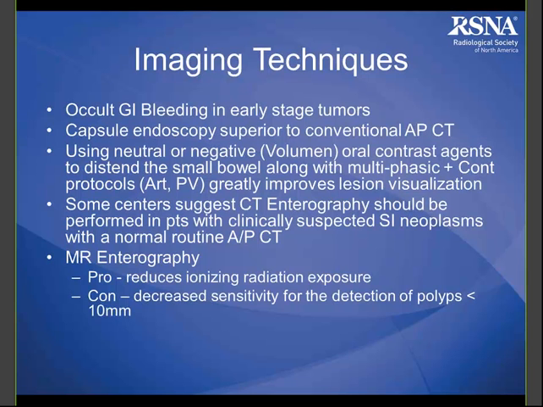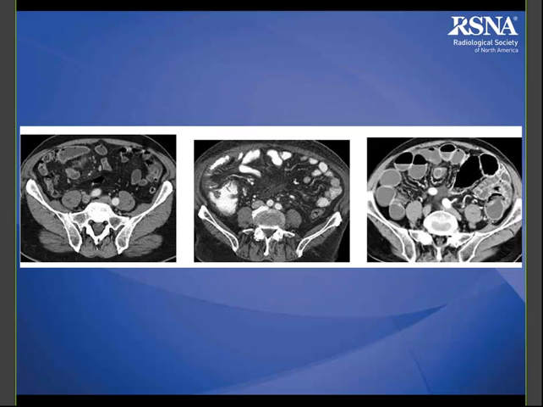And like I said, MR enterography pros: it reduces ionizing radiation. And the cons: decreased sensitivity for the detection of polyps less than 10 millimeters. So here's just a quick example, and maybe all of you are pretty familiar with this. This is normal with water or even no oral enteric contrast. Not the greatest bowel distension here. With the positive oral contrast, a bit better bowel distension, but we can't really discern a lot of pathology in the bowel wall itself. It's just a bit tougher. And then with the VoLumen, we get pretty good bowel distension.